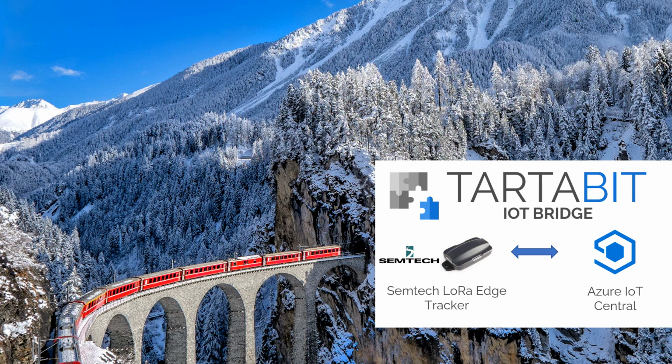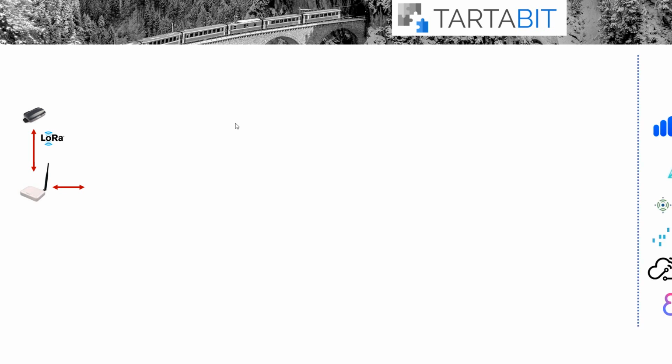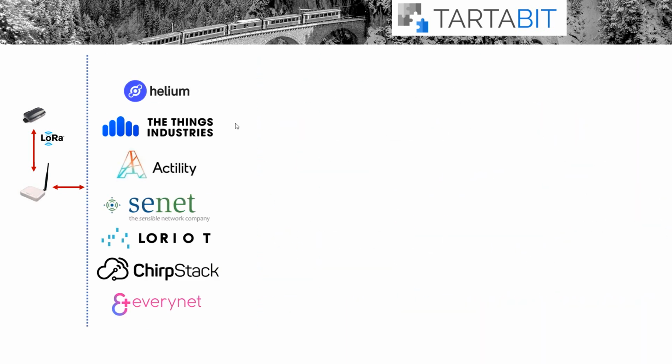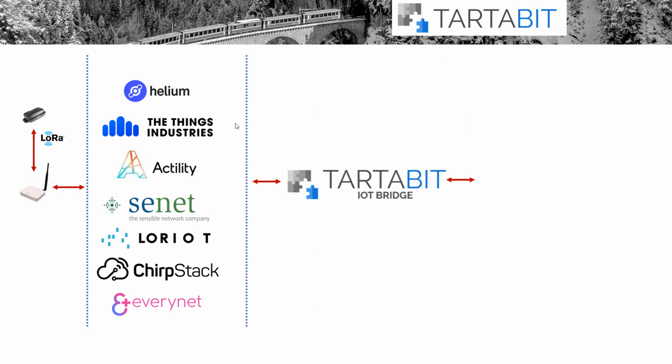Today we're going to be connecting a Semtech LoRa Edge Tracker into Azure IoT Central. So let's talk a little bit about what we're about to see today. We have a LoRa Edge Tracker using the new LR1110 module talking to a LoRa base station. It can talk to any number of LNSs that we support. Today we're going to be using Helium.